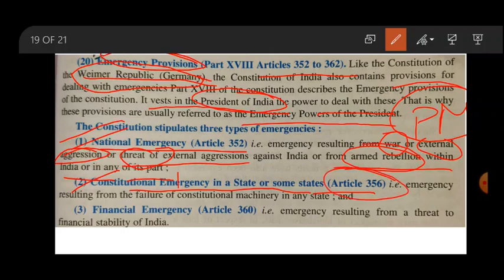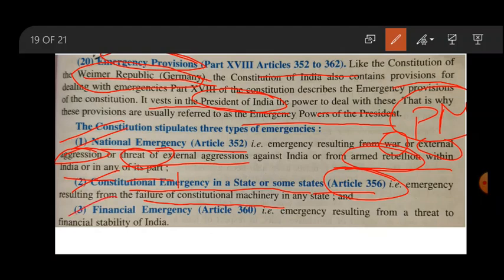Article 356 gives the power and tells us about the constitutional emergency in the state. Suppose there is a failure of constitutional machinery, there is no law and order in the state, people are going mad, the government cannot function, the government is incompetent or does not have the strength to run the state. In that kind of case, this constitutional emergency under Article 356 can be declared.